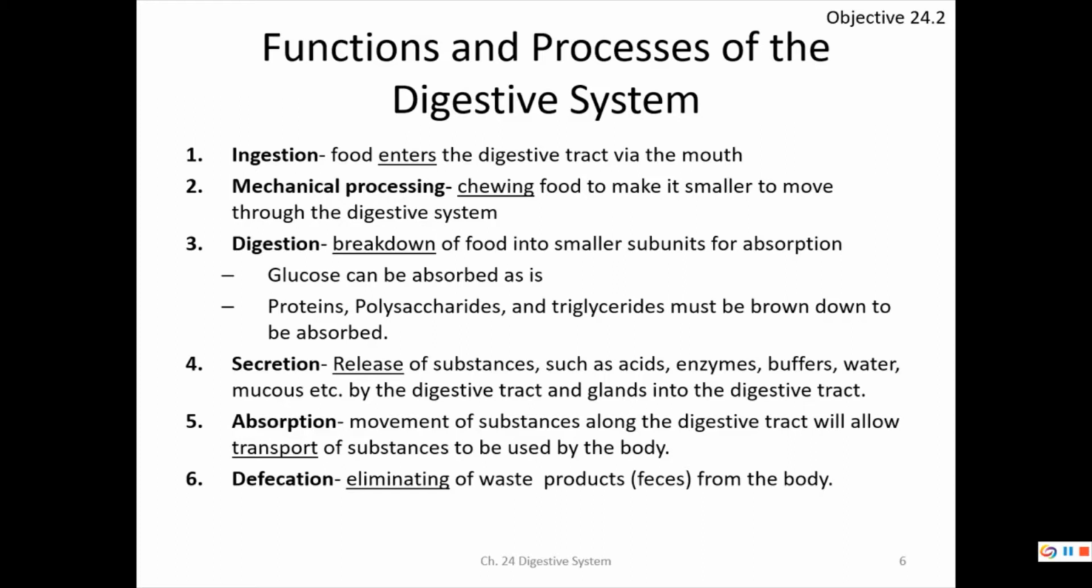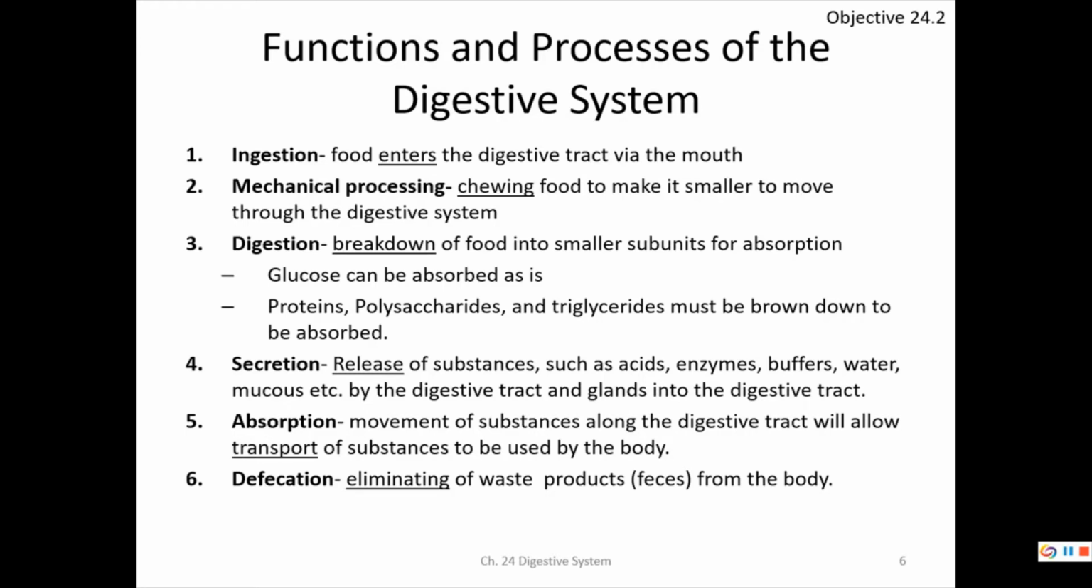Now, secretion, we can secrete things into the tract. It is very common that we release acids. For example, stomach acids are produced from the lining of the stomach into the digestive tract, into the lumen of the stomach. There are enzymes that are also going to be produced not only by the stomach, but by the pancreas, by the intestinal wall. There'll be buffers produced by a lot of these organs, mucus, water, things like that. And they are going to aid in the digestion, but we have to secrete things.